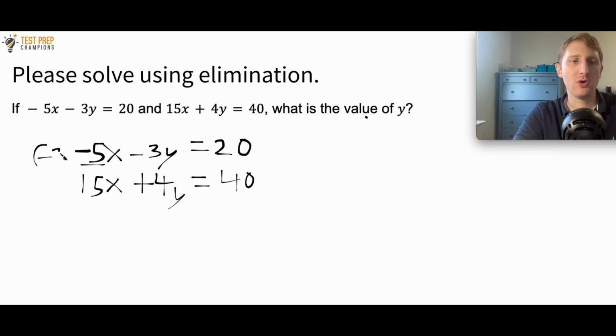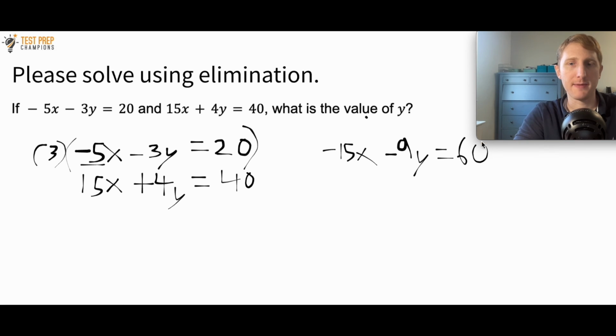But I have to also multiply everything else by 3 as well. What is 3 times negative 5x? 3 times negative 5x is negative 15x. And what is positive 3 times negative 3y? That gives me negative 9y. And what is positive 3 times 20? Positive 3 times 20 is 60. So as you can see here, I'm going to multiply the first equation by positive 3, and doing that gave me negative 15x minus 9y equals 60.